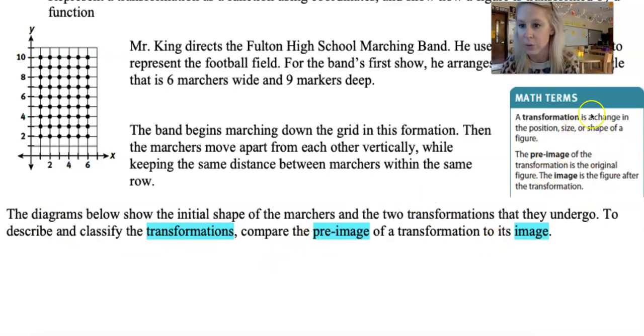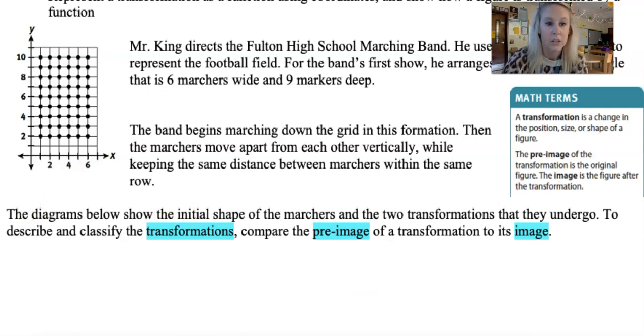So let's take a look at some vocab terms up here. Transformation is going to be a change in the position, which means location, where it's located, the size, so bigger or smaller, or the shape of a figure. So it can become a triangle to a square, etc. A pre-image, the prefix pre means before, so it's the original image. It's the before one, it's the one we started with. The image is the one afterwards. So pre-image is the first one. The image is what it looks like after something happened to it.